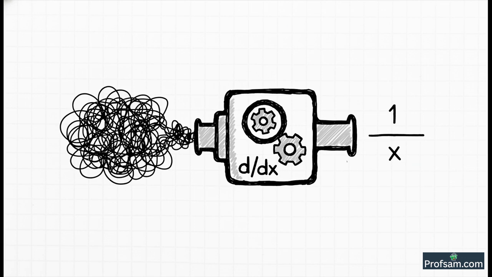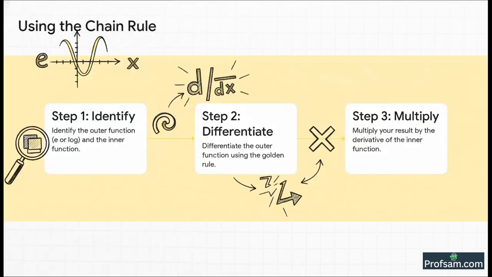Just one small thing to keep in mind, right? The log function only works for positive numbers, so this rule is only valid when x is greater than 0. Okay, but what if it's not just a plain x inside? What if you see something like e to the power of sine x?